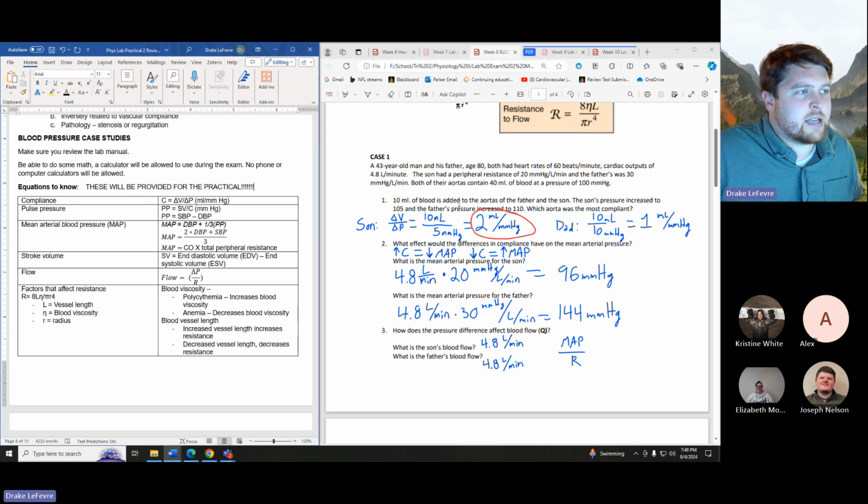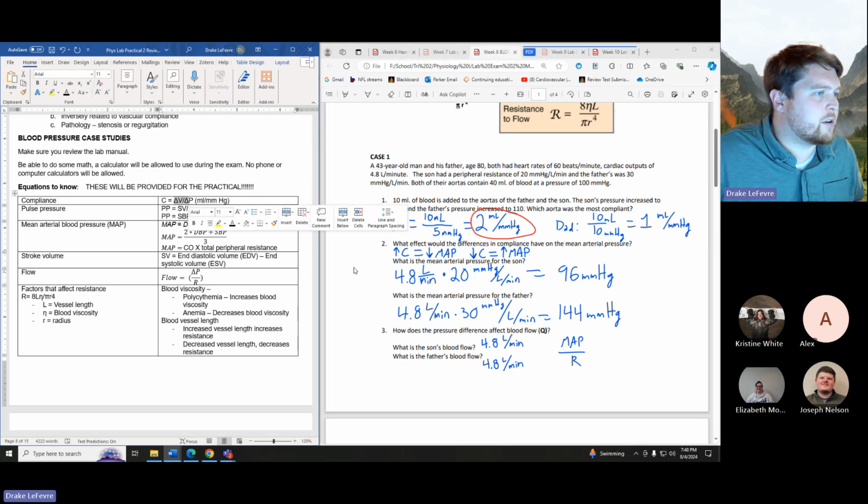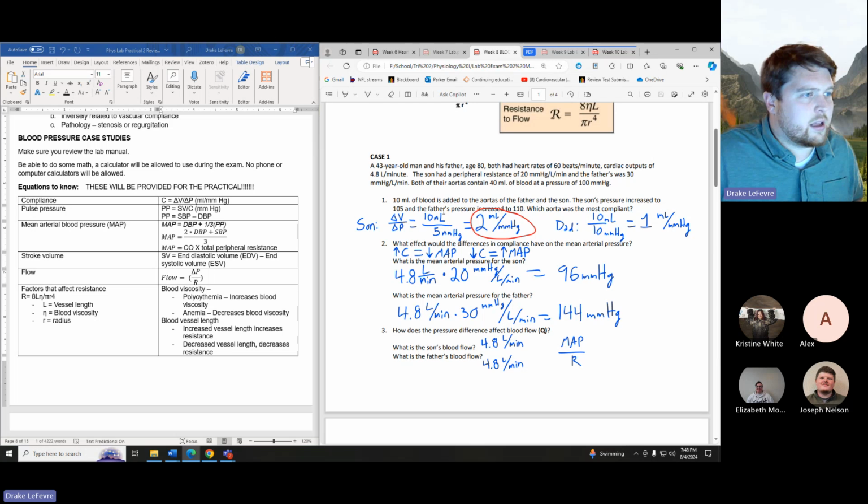So the 10 milliliters of blood is added to the aortas of the father and the son. The son's pressure is increased to 105, and the father's pressure increased to 110. Which aorta was the most compliant? So we look at our compliance, change in volume over change in pressure. So the son had 10 milliliters over 5 change in pressure, and that gives us our compliance, which is in milliliters per millimeter of mercury.